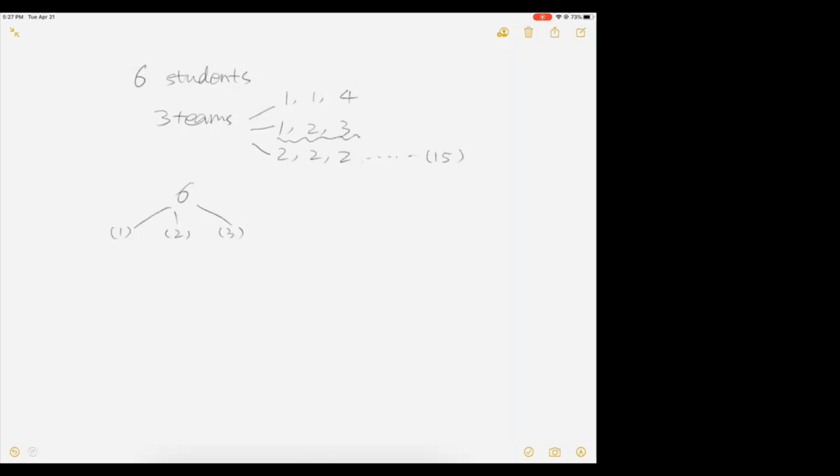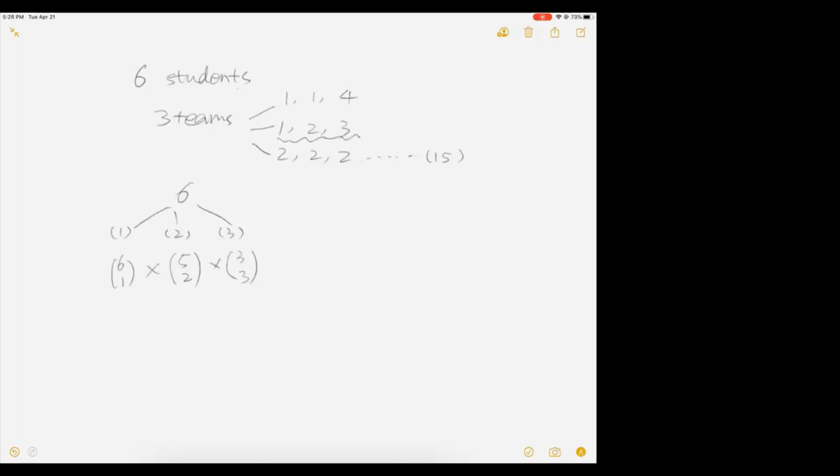Let's do this. First 6 choose 1. After you choose 1, there are 5 students left. Then there will be 5 choose 2. After you choose these 2, there will be 3 people left. There will be 3 choose 3. We multiply them together.